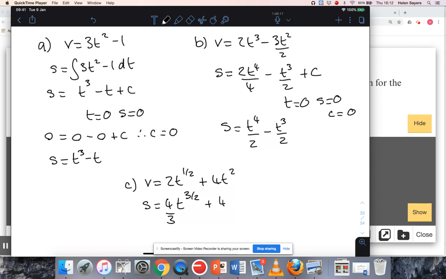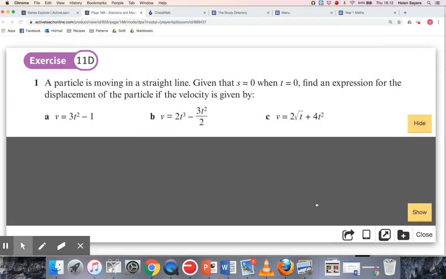And I'm going to increase that power to 3, divide by 3. And again, I must put the plus c, even though when I substitute those values in, I do get that c is 0. So displacement is 4/3 t to the 3 over 2 plus 4t cubed over 3. Oops, sorry, that was in the way there.